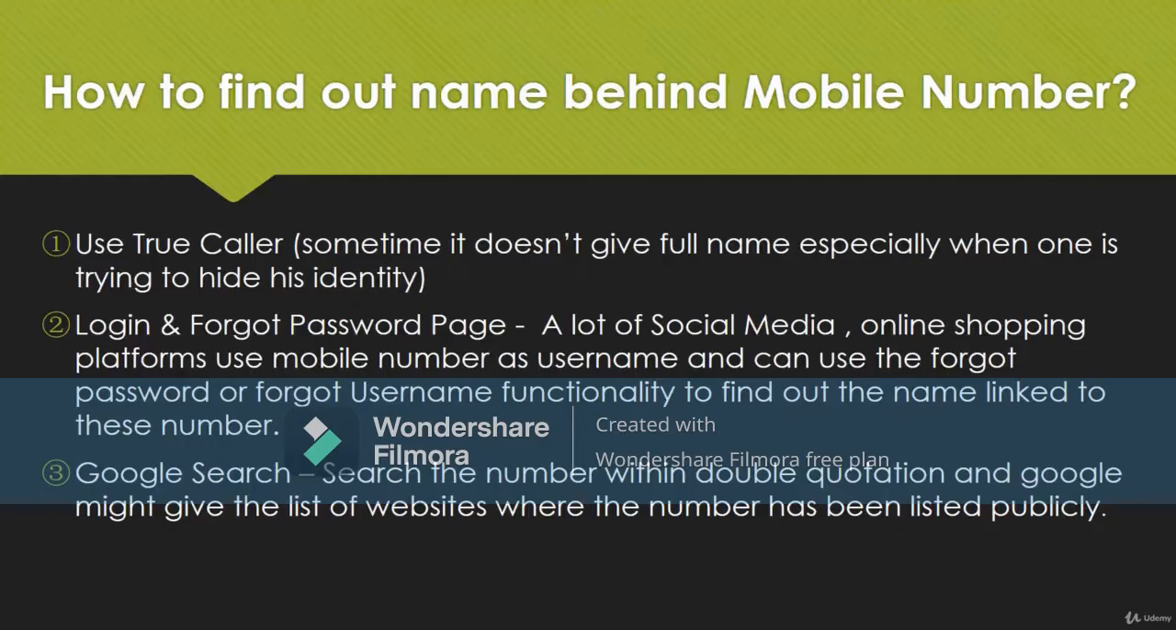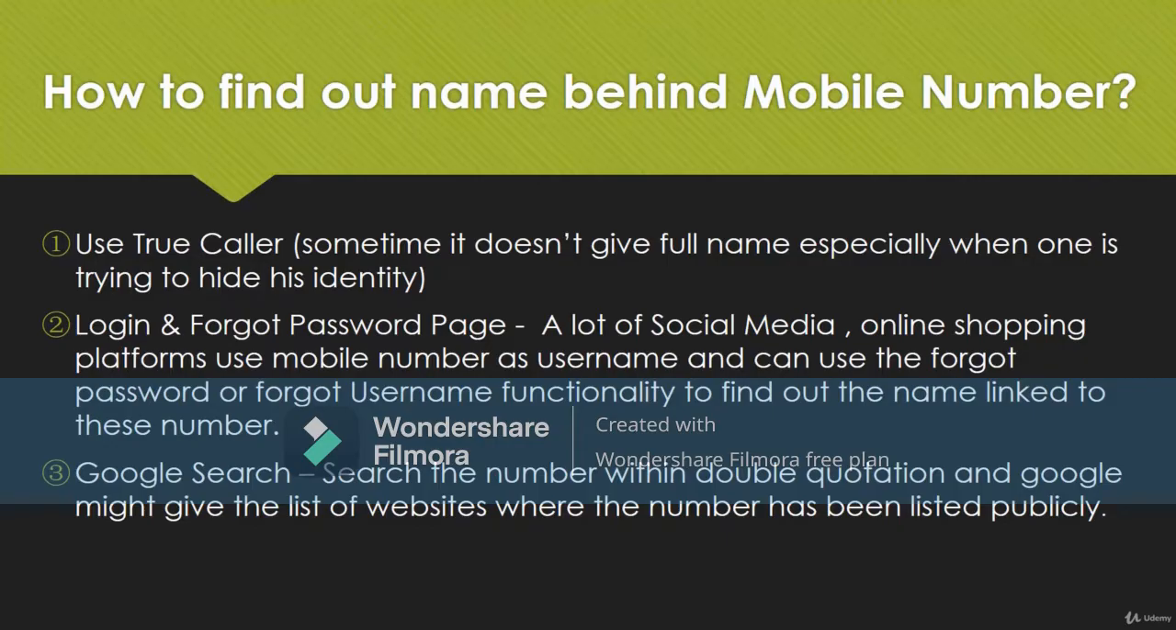Now let's talk about how to find out the name behind a mobile phone number. There are also three methods to determine the name behind a mobile phone number. The first one is using Truecaller. You just need to open that application in a mobile phone or maybe in the browser. Just type the number and you will get the details of the person.